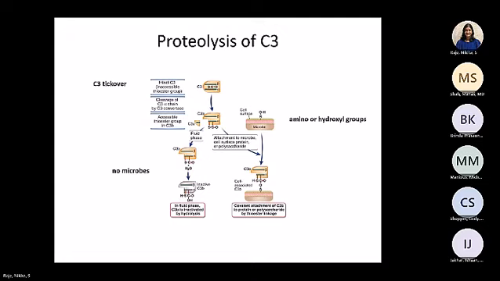So C3 is constantly being cleaved to C3a and C3b. C3a is our anaphylatoxin. C3b is the one that is important for the complement cascade. It's continuously being dropped, and any surface that's not protected will get attached to this C3b. So it will try to bind to host cells, but the host cells are protected, so it cannot do anything about that. But when there is a microbial surface, it can bind to it and can opsonize it.